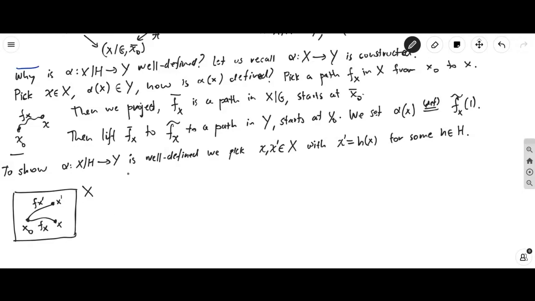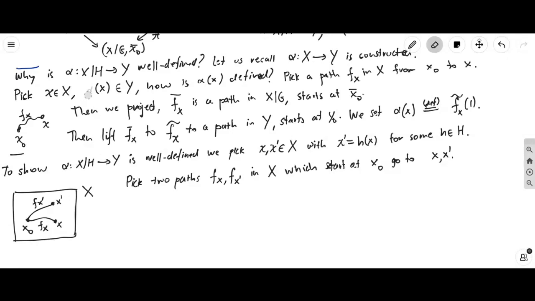Okay, so then you're going to pick two paths. Let's call them fx and fx prime. And these are going to be paths in x, which start at x0, and they go to x and x prime. You're going to do that for each of the two points. And the way this alpha map is then constructed is you're going to have to take both of these, project them to the quotient, and then lift, and you have to show they give you the same answer.